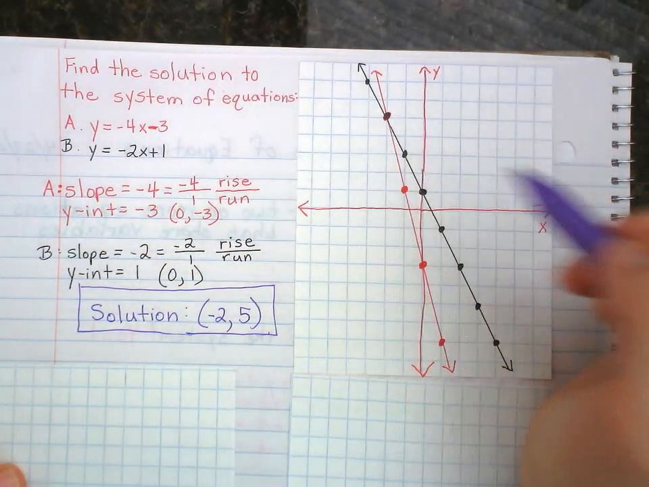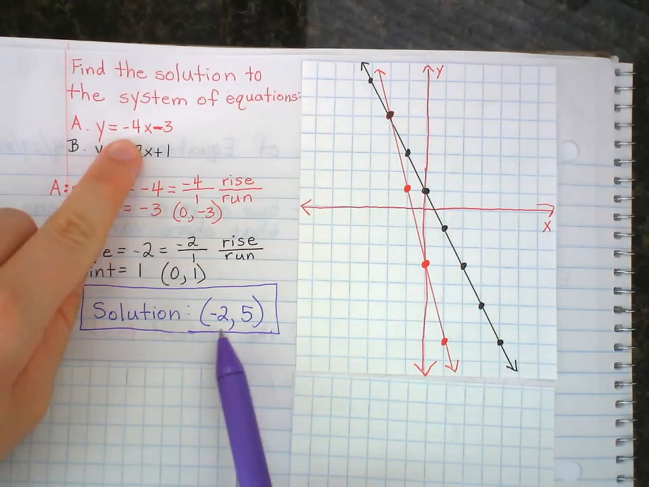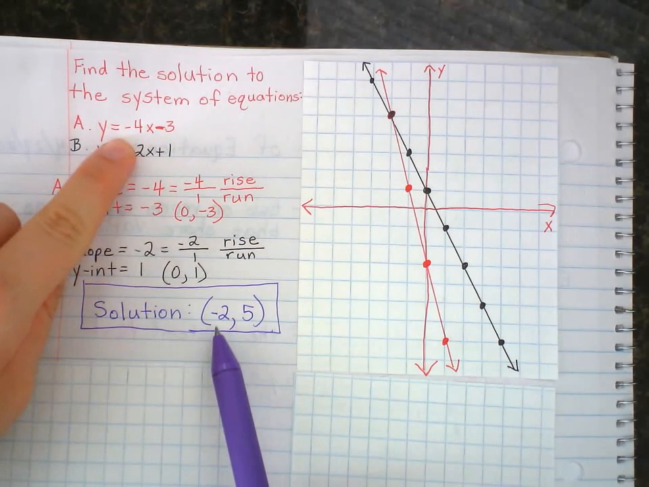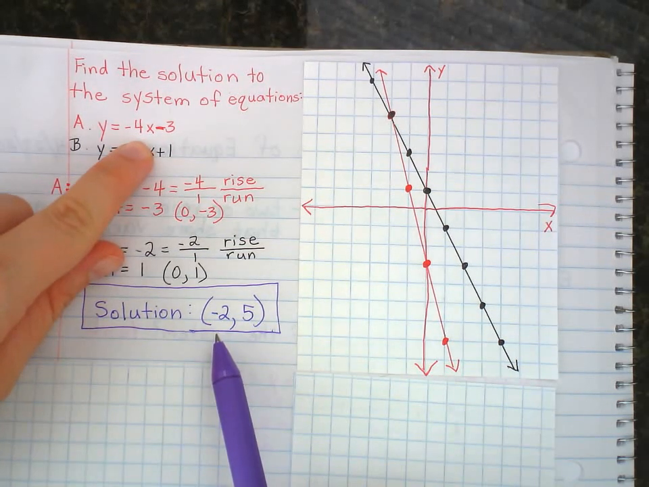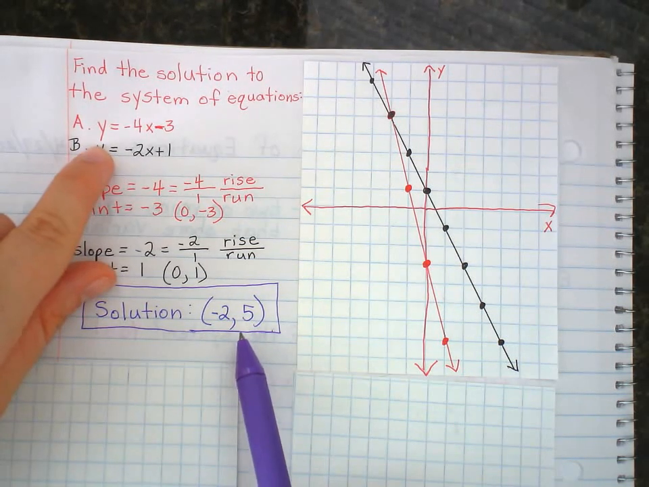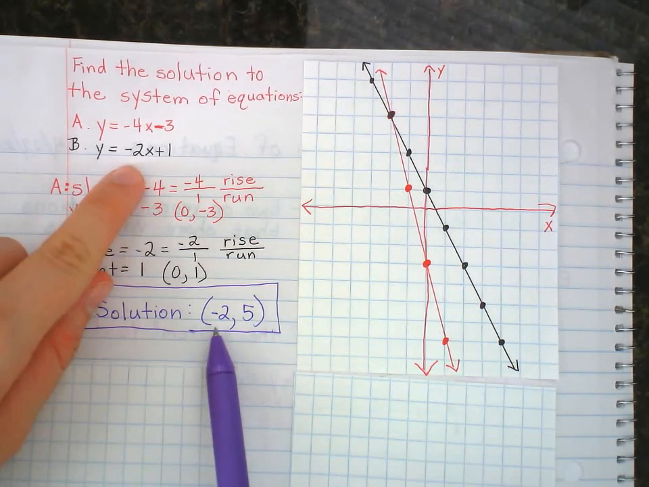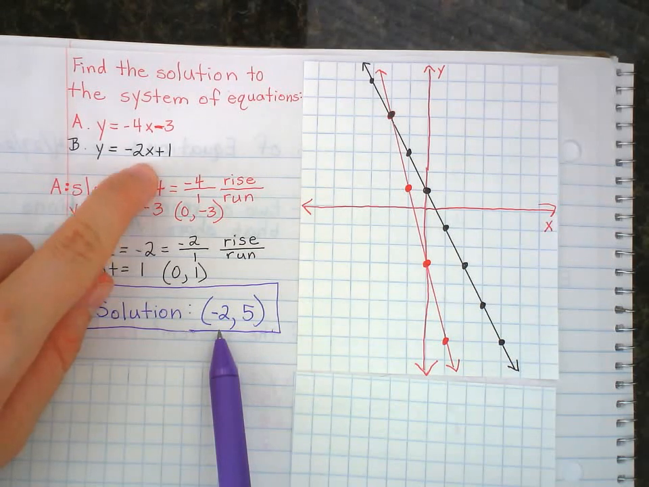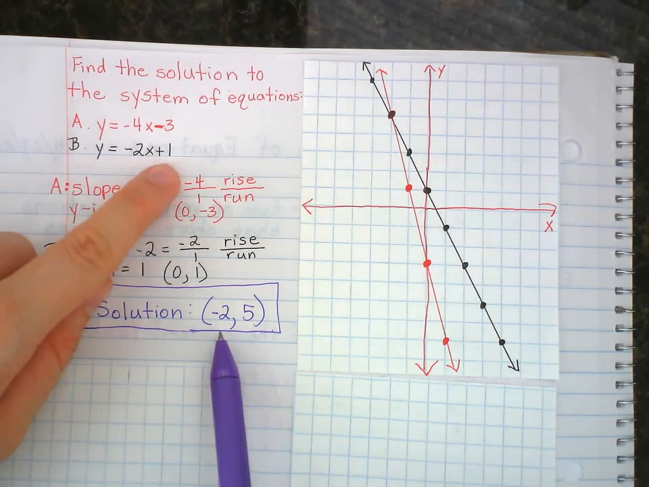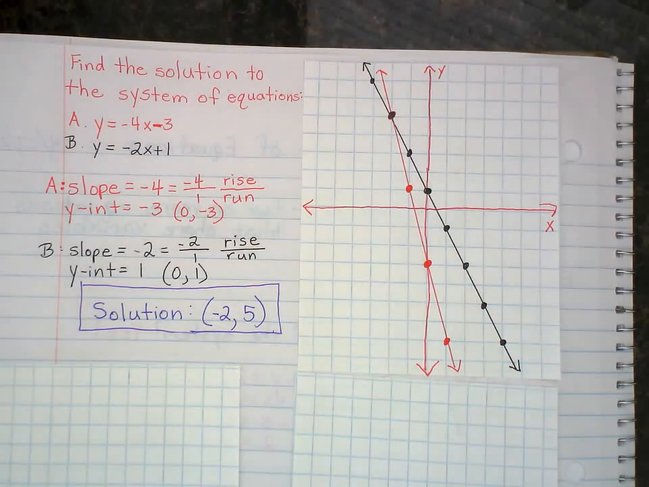Negative 2, 5. How can you confirm that that is right? You could plug it back in. So negative 4 times x, negative 4 times negative 2, is positive 8. 8 minus 3 is 5. Then negative 2 times x, negative 2 times negative 2 is 4, plus 1. 4 plus 1 is 5. So you can confirm that it's right. I love when you can confirm that you're right, because then there's not a guessing game.